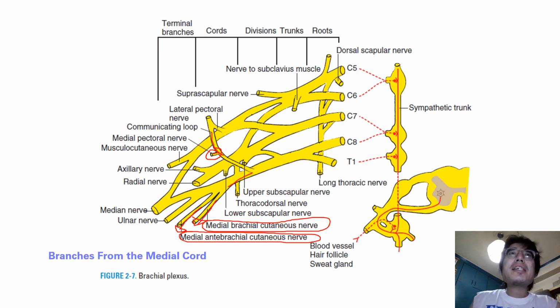Finally, the exception to the medials, the final and fourth branch from the medial cord, is the ulnar nerve. The ulnar nerve runs down the medial aspect of the arm, but it does not branch in the brachium. Those are the four branches from the medial cord.